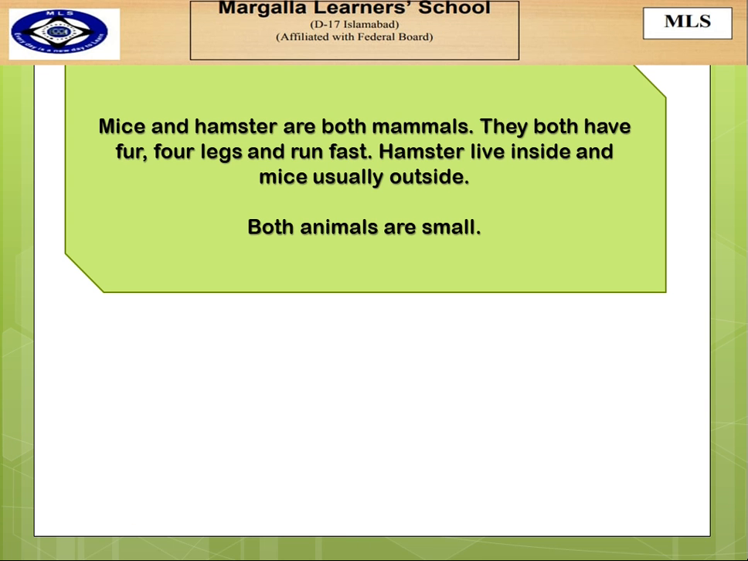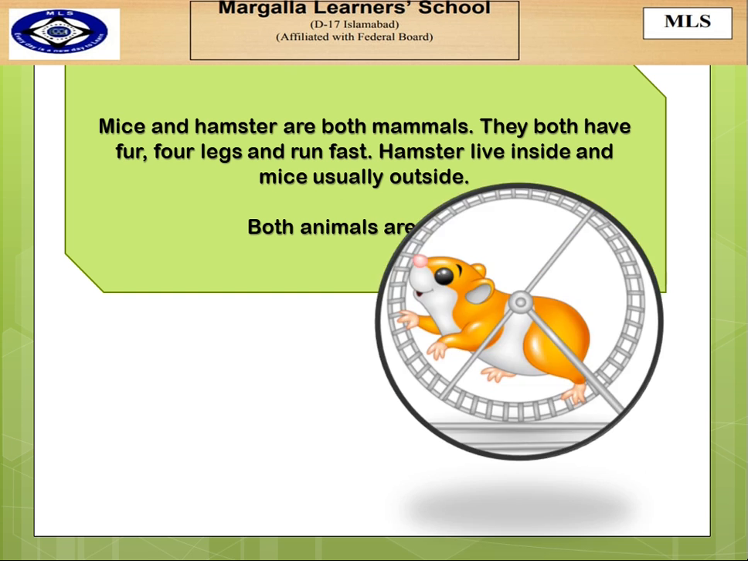Let us first now consider a text and then we will figure out which one is a comparison and which one is a contrast. Mice and hamster are both mammals. They both have fur, 4 legs, and they run fast. Hamster live inside and mice usually outside. Both animals are same.